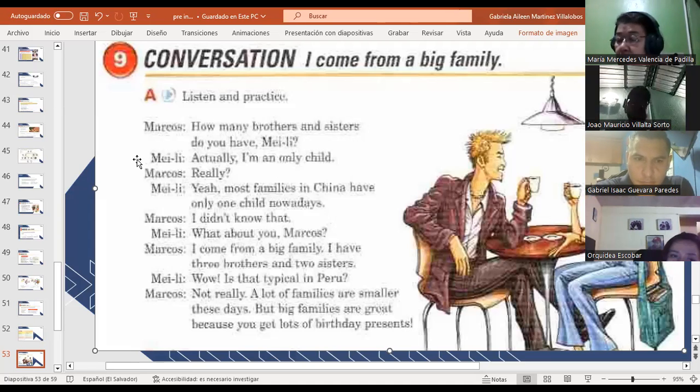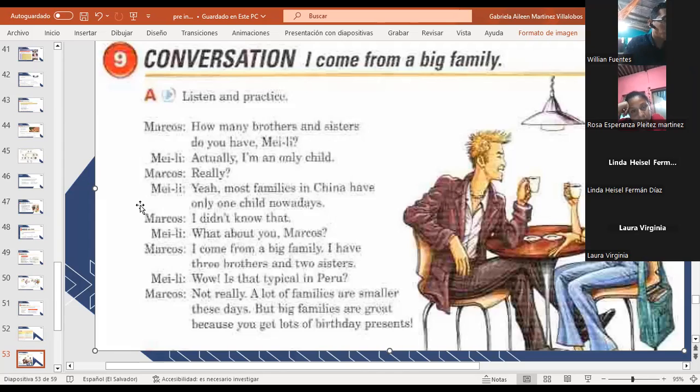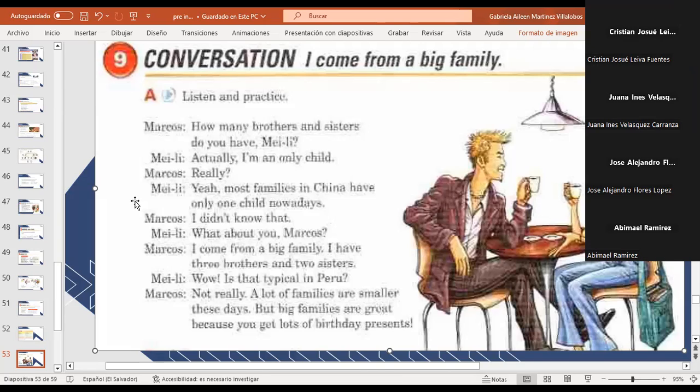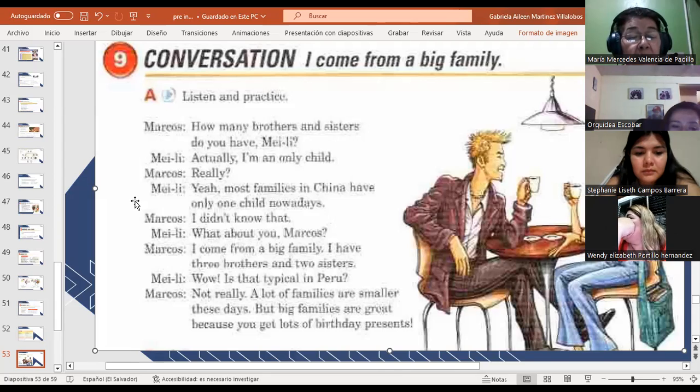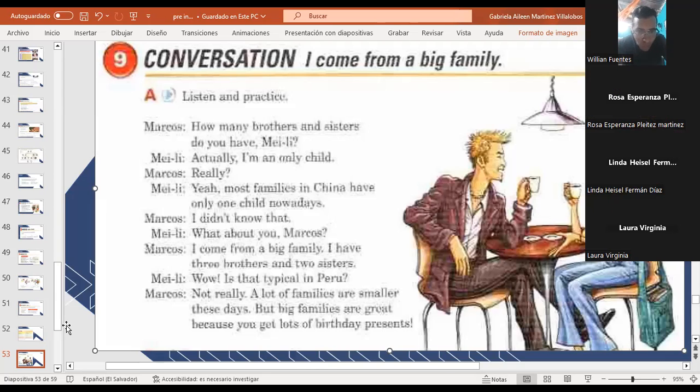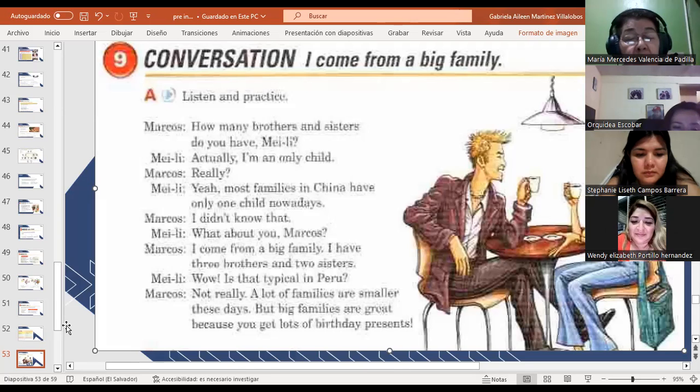Okay, now we have two boys practicing, Joao and Gabriel. All right. Start. How many brothers and sisters do you have, Meili Lee? Actually, I'm an only child. Really? Yeah, most families in China have only one child nowadays. I didn't know that. What about you, Marcos? I come from a big family. I have three brothers and two sisters. Wow, is that typical in Peru? Not really. A lot of families are smaller these days, but big families are great because you get lots of birthday presents. All right, thank you.